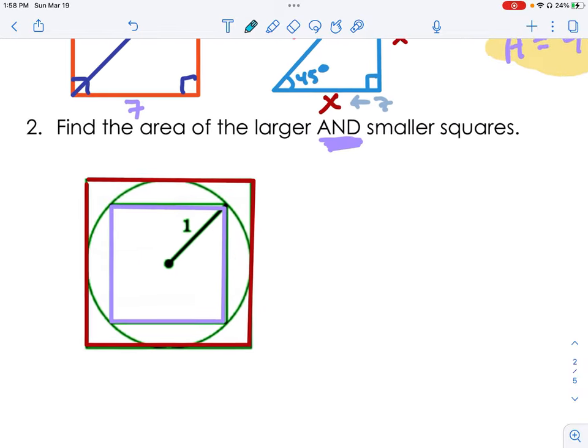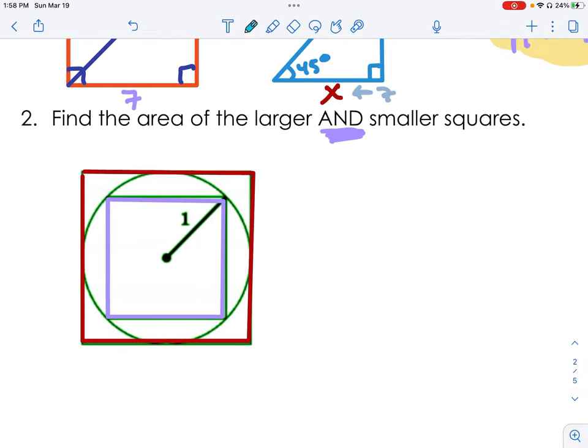Moving on to a classic state test problem. Find the area of the larger and the smaller squares. So we're given a smaller square, which I have colored in purple, and a larger square, which I've colored in red. So, starting with our smaller purple square, we know that the radius of this circle is 1.